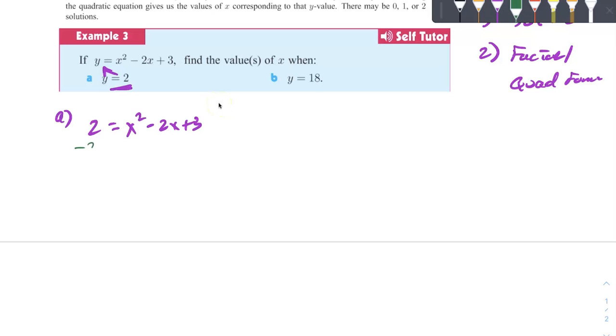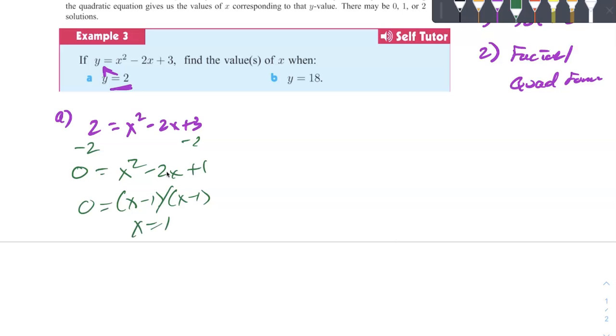Here I'm going to subtract 2 from both sides. I get 0 equals x squared minus 2x plus 1. This does factor. It's actually a perfect square. Two things that multiply to get 1 but add to get negative 2: x minus 1 and x minus 1. 1 times 1 is 1, and when we add them up, you get negative 2. You can split it, and you only really have to solve one of them, and get x equals 1.